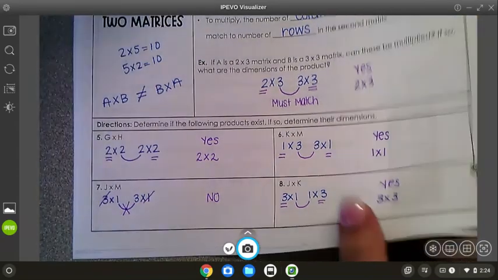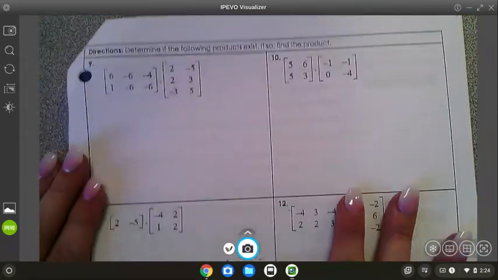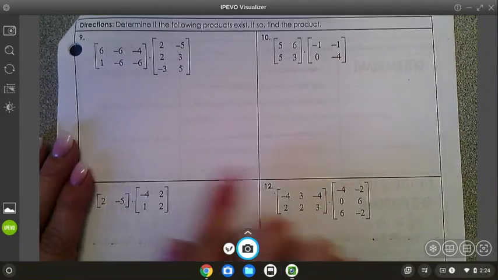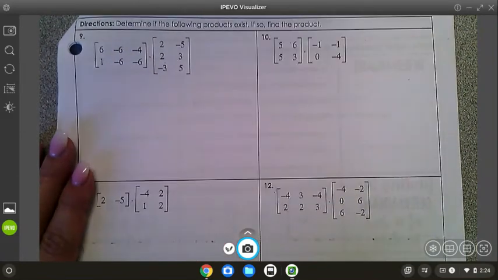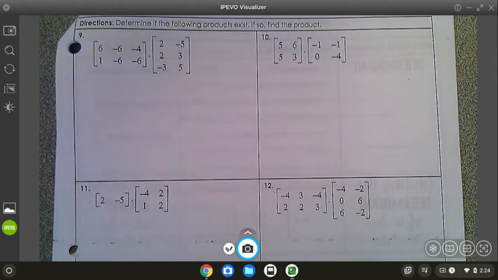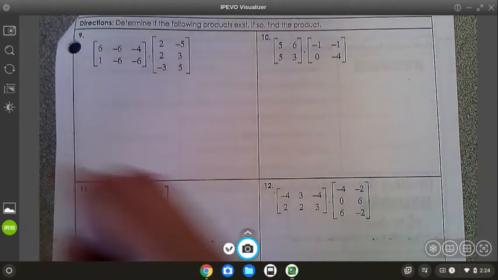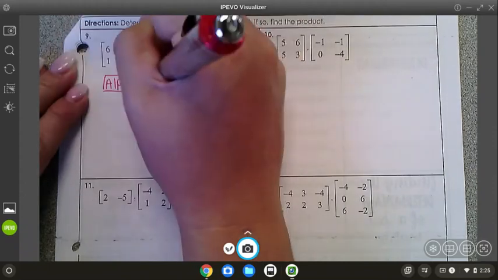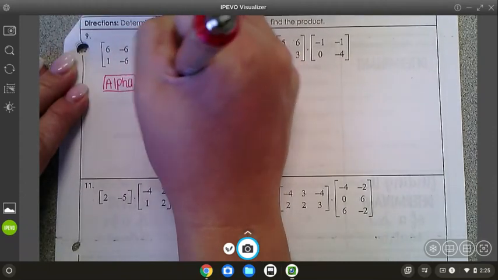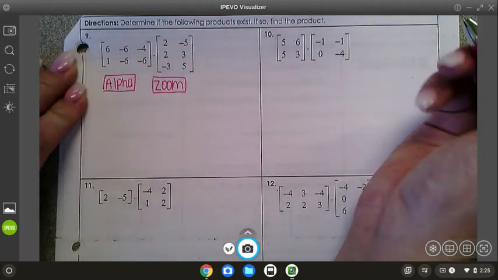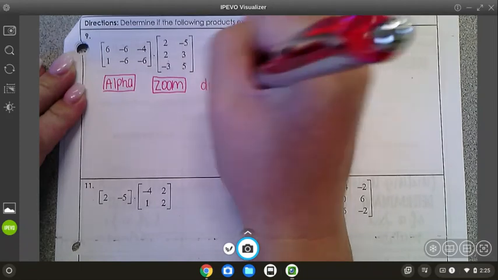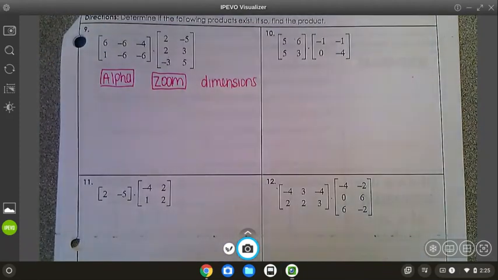So let's go to some actual examples. And you all are very lucky because I'm not going to require you to know how to do this by hand. It's a pretty complicated process. You would fill up this whole box with math. Okay, it's not easy. You get to use the calculator. So I'm going to remind you. You click alpha, the alpha button, and then the zoom button. And then you have to pick your dimensions. And you just type in the problem.